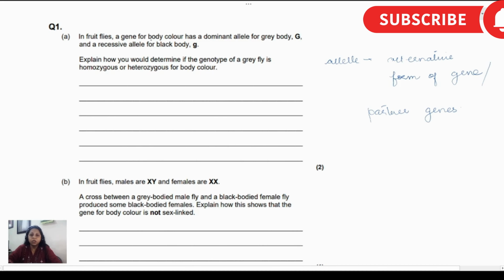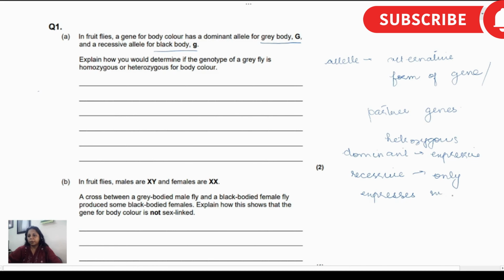So, first question: the gene for body color has a dominant allele for gray body and then a black body, which is recessive. Now, what are dominant alleles and what are recessive alleles? Expressive? Okay. And what is the recessive one? Great. Expresses when in a homozygous pair.